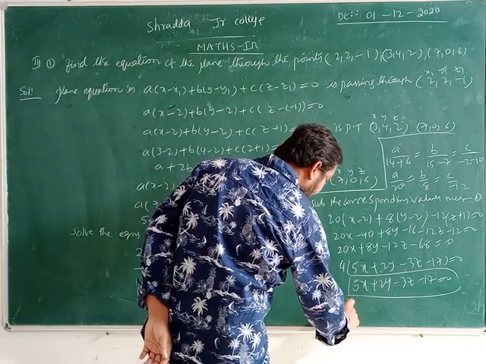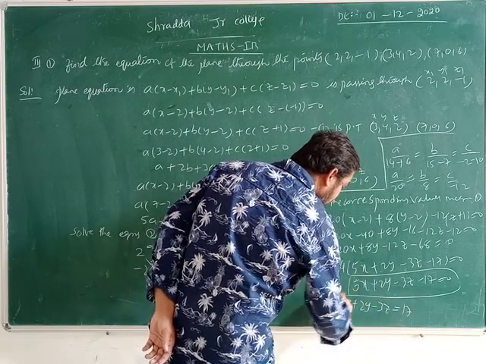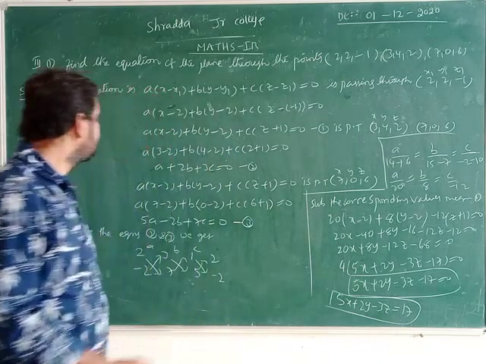So now how we can write this? 5x plus 2y minus 3z minus 17 goes to the side, that is plus 17.